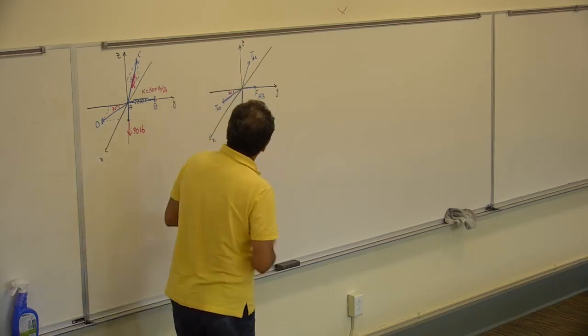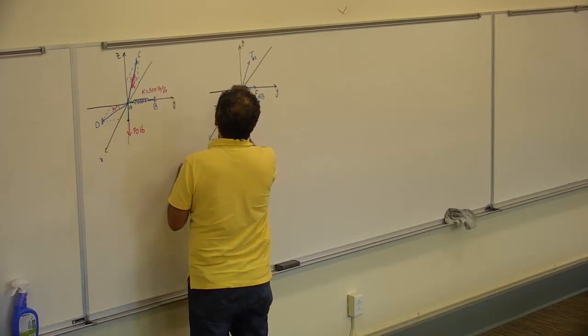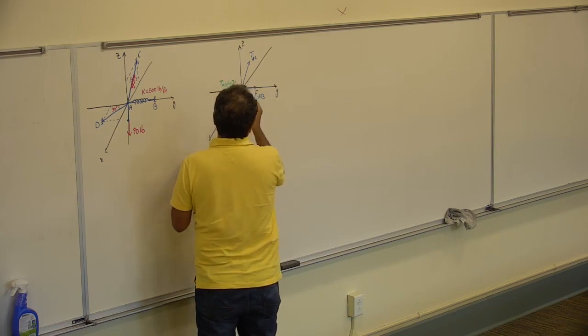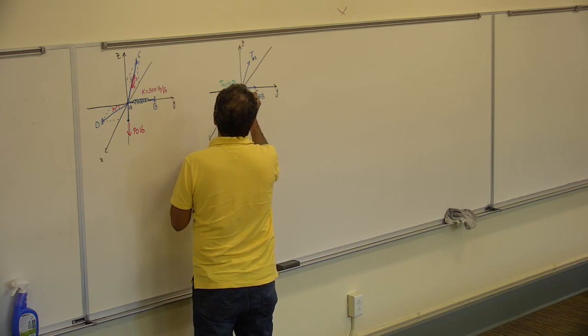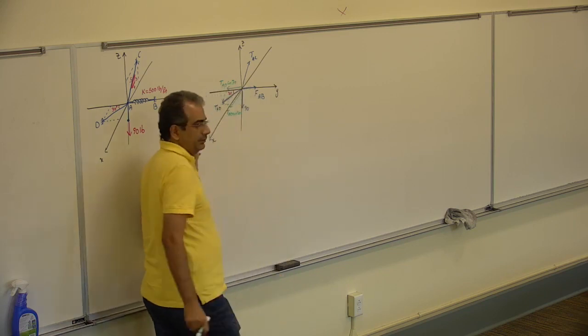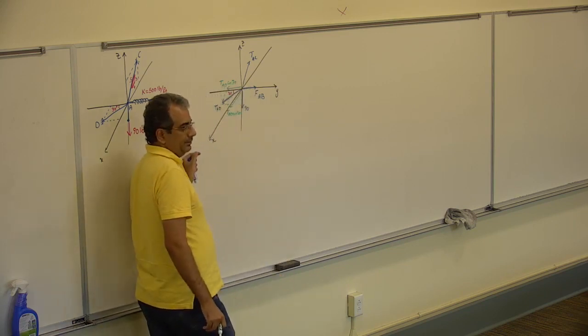So how much is this? It's going to be TAD cosine 30, and this is going to be TAD sine 30. Agree? Yep.